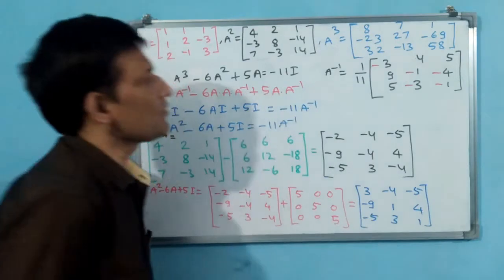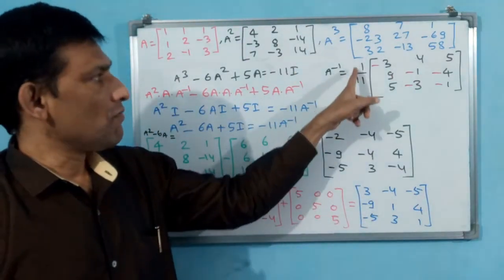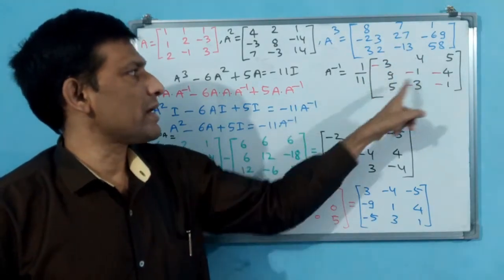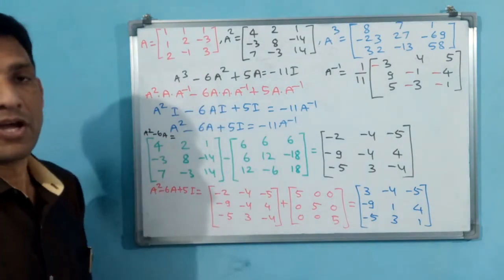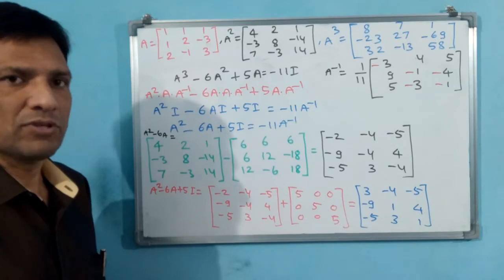Okay. Now this is your A inverse: 1 by 11 into the matrix minus 3, 4, 5, 9, minus 1, minus 4, 5, minus 3, minus 1. This is your final answer for your 15th question. Take this one. We will go for the 16th question. That is also a bigger question. Like this only, it will take time.